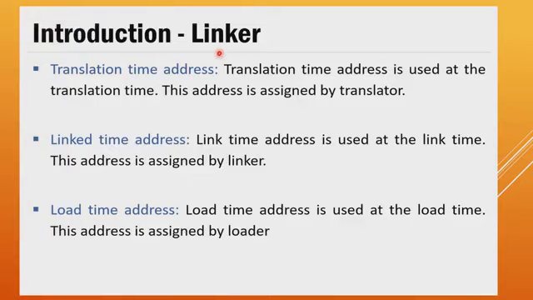Then there are some basic definitions about linkers. So what is a translation time address? The translation time address is used at the translation time, and this address is assigned by any translator that translates your program into an object module. Then the link time address. The link time address is used at the link time and the address is assigned by the linker. And the load time address is used at the load time and that address is assigned by your loader.